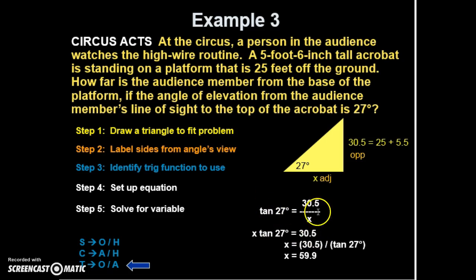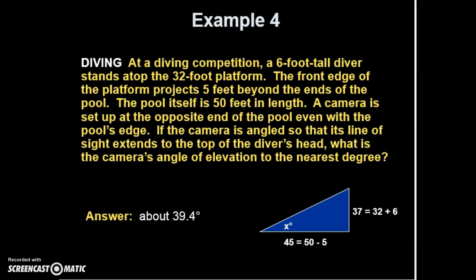Just use good mathematics. We multiply both sides by x, which gives x times the tangent of 27 degrees equals 30.5. Then we divide both sides by the tangent of 27 degrees, and then that's just numbers. We get that accurate to 4 decimal places, and the horizontal distance is 59.9 feet.